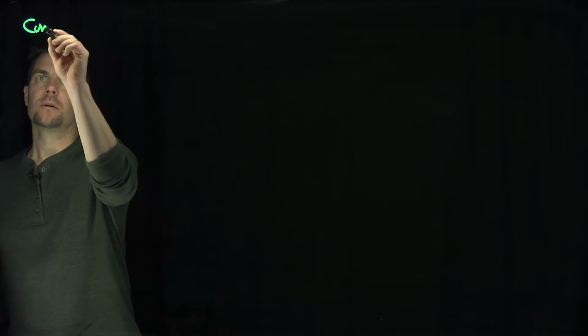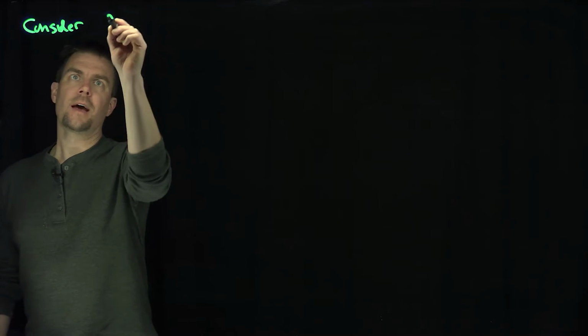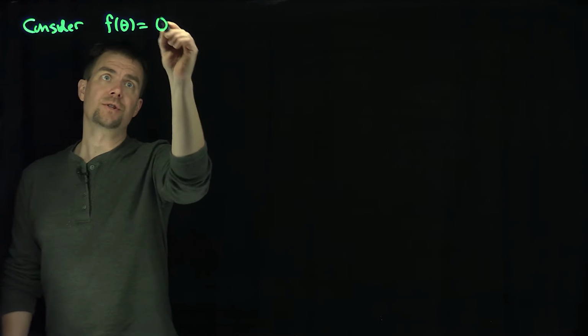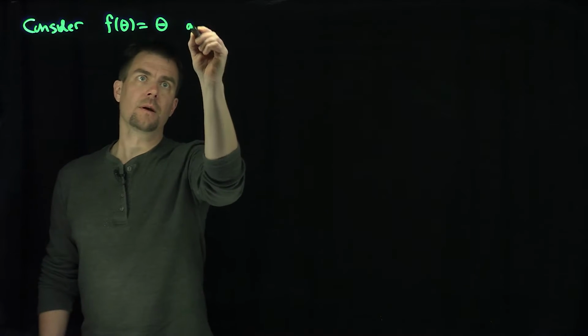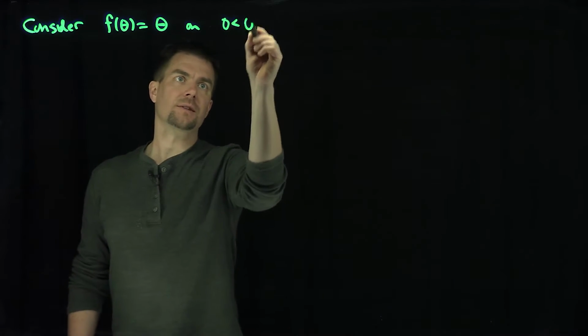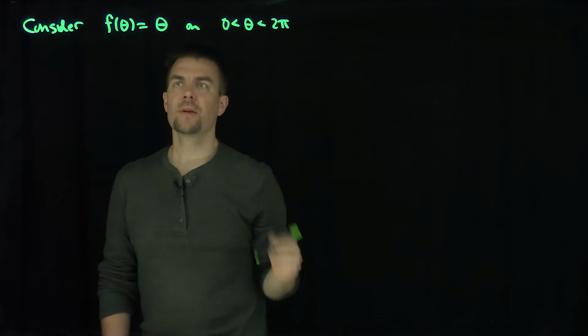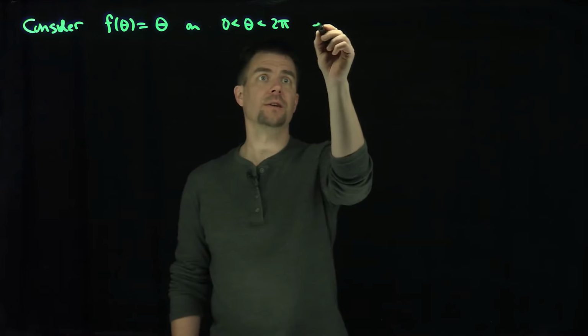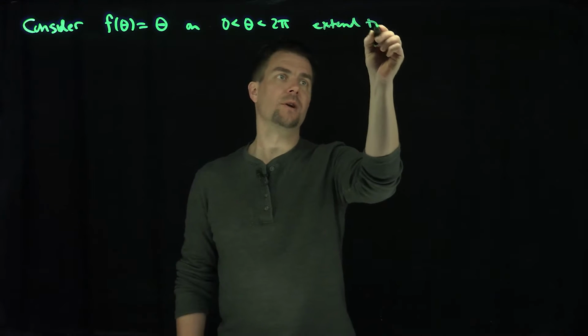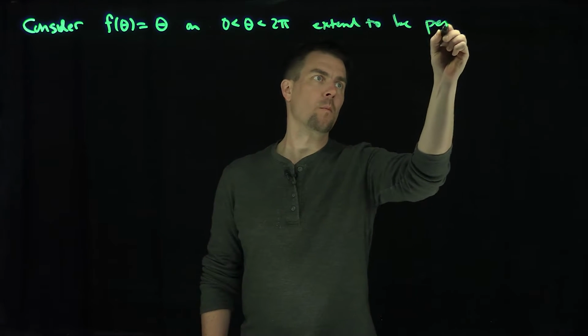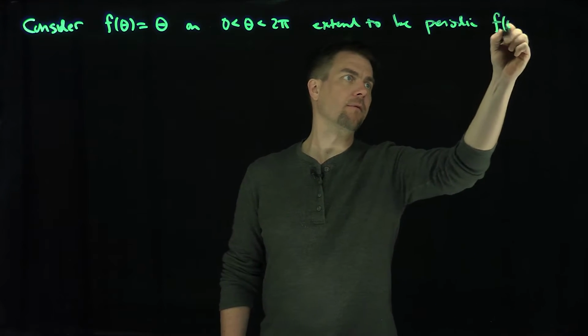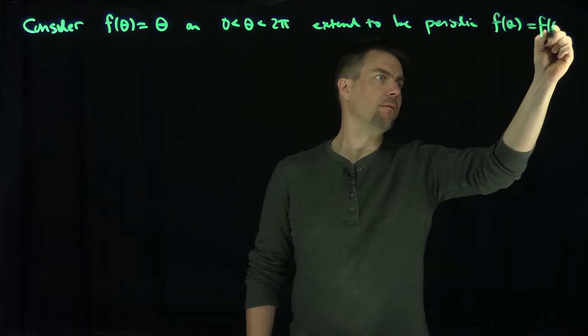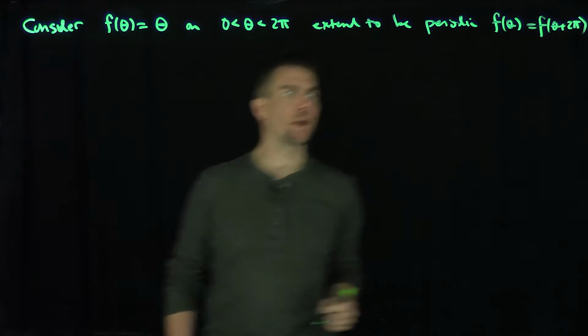Hello students, in this video we'll see an example of computing a Fourier series and using that Fourier series to evaluate an infinite series. So let's consider the function f of theta is just theta, a linear function on the interval 0 less than theta less than 2 pi, and extend this to be a periodic function. F of theta is f of theta plus 2 pi, okay?